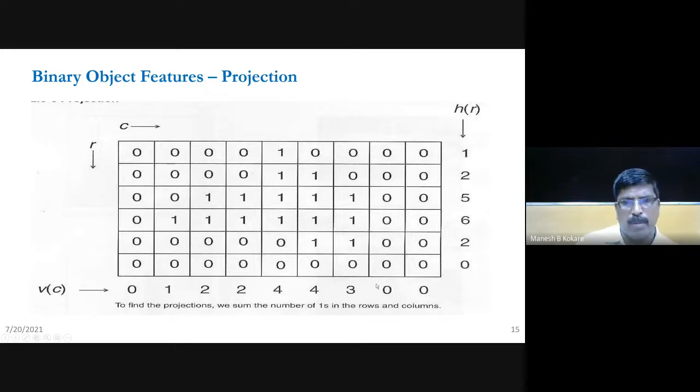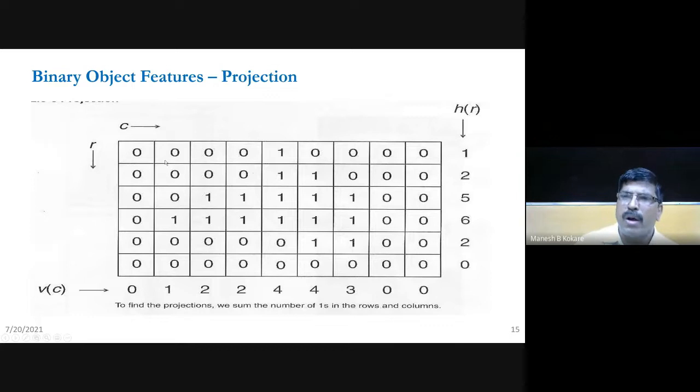So that is the vertical projection, which will come here this way. For this column, it will be 1 plus 1 plus 1, that is 3. There is no object pixel here, so it will be 0. For this, it will be 0. So the vertical projection for this object will be 0, 1, 2, 2, 4, 4, 3, 0, 0.